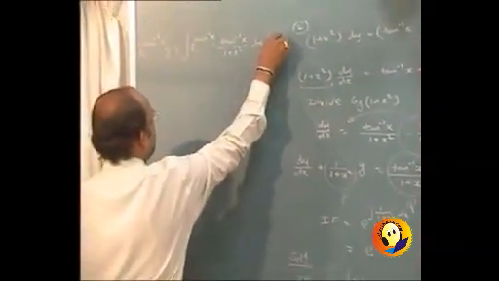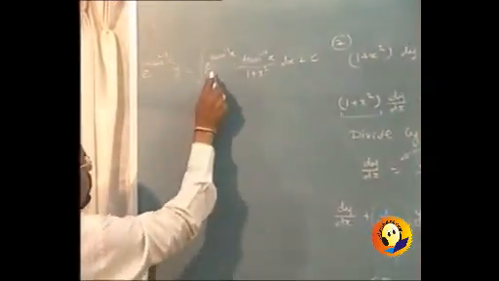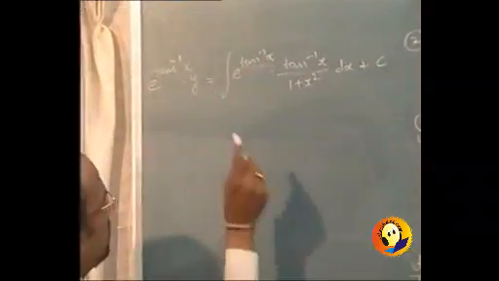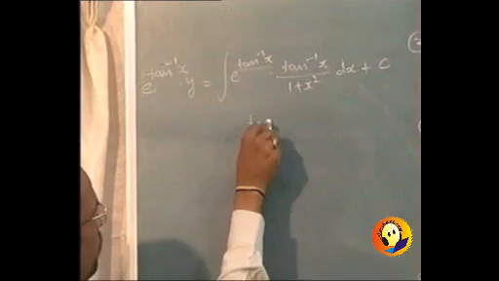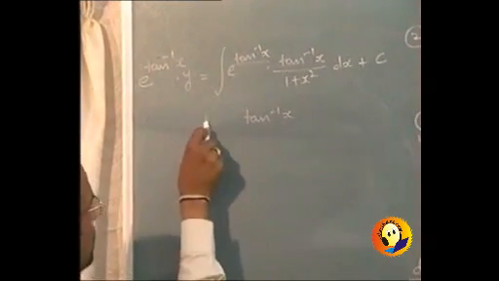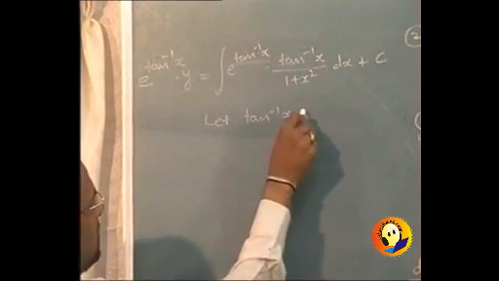dx plus constant. Substitution is suggested by the nature, so we will have to substitute for tan inverse x. So we will say let tan inverse x be equal to t.